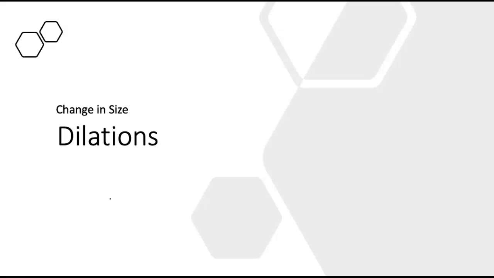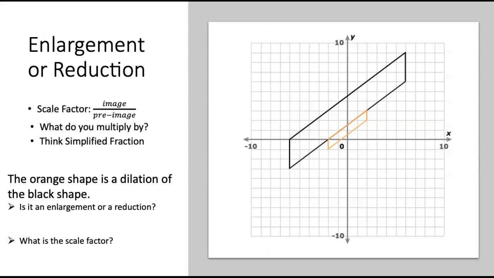When we perform those on a shape, we think about the fact that they don't change size. They're just moving around. Well, dilations is the opposite of that. It is exactly changing size. And when we change size, we have two options. We can be making the shape larger with an enlargement, or we can be reducing the size with a reduction.